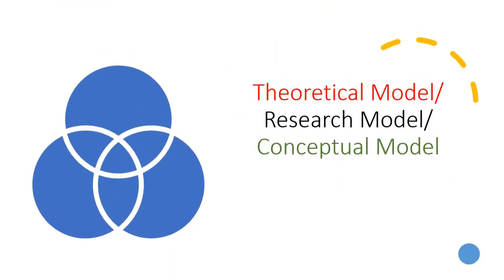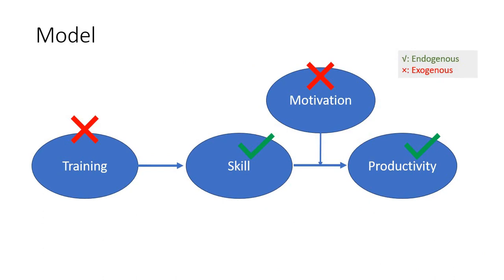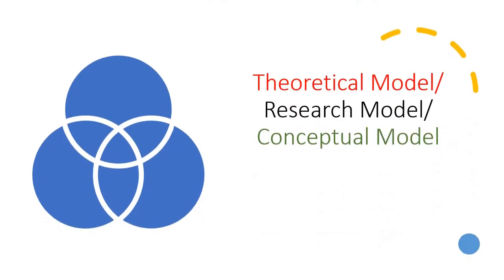Finally, what we saw earlier, this representation of how different variables are related to each other, which variable is influencing which, and which is being influenced by which. This sort of representation of relationships is called a model. Some people like to call it a theoretical model, some other people call it a research model, there are others who like to call it a conceptual model. So these are the terms which are used interchangeably.